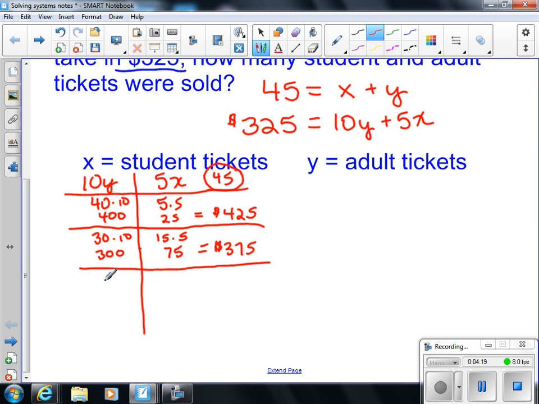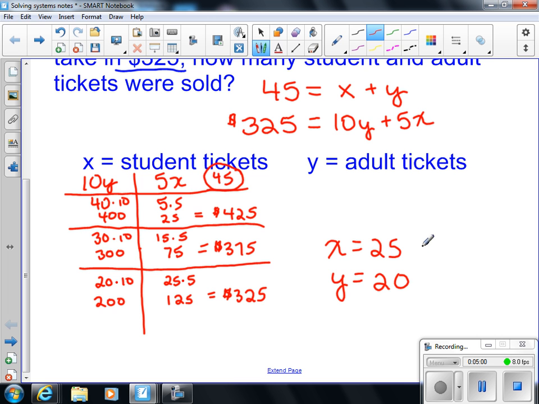So that's too much. Then I dropped it down to 25, but I probably should have dropped it all the way to 20. So let's take 20 times 10, which is 200. And how many student tickets would I have to sell then? Because remember, we want those two totals to add up to be 45. 25 times 5 gives you 125, which gives you a total of $325. So did it work? Did we meet the criteria where I have a total of 45 tickets? So X is equal to 25 and Y is equal to 20. We're going to sell 25 student tickets and 20 adult tickets. So this is a long process of how to use guess and check in order to solve what we call a system when you're given two different totals.